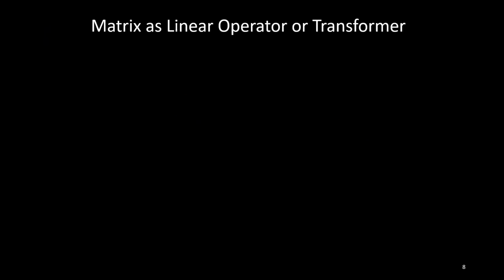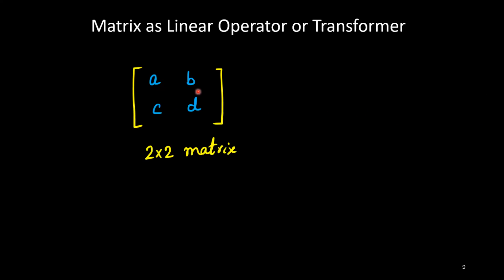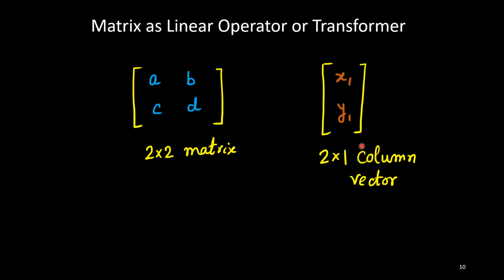Now, I'll consider a matrix as a linear operator or transformer. So what is the meaning of linear operator or linear transformation? Let us consider one 2 by 2 matrix with the elements A, B, C, D, and I'll consider one 2 cross 1 vector, meaning 2 rows and only 1 column, thus it is a vector.